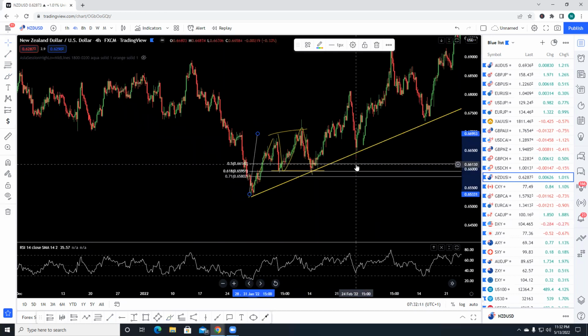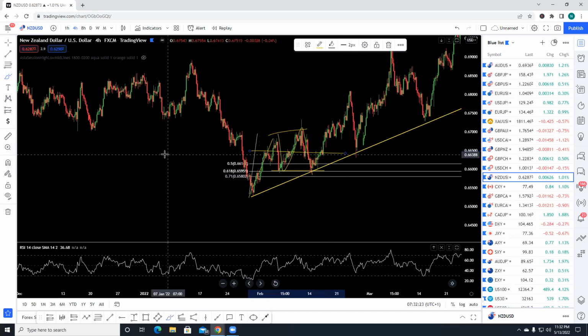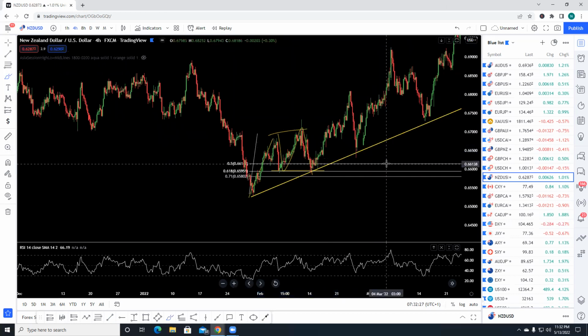It doesn't extend up to 61.8 to what? To 78% retracement. It doesn't extend to that level because of what? It is a flat, it is a sideways corrective structure. Every sideways corrective structure doesn't make a deep correction. So when this has happened here, you know that this trend line is valid here.